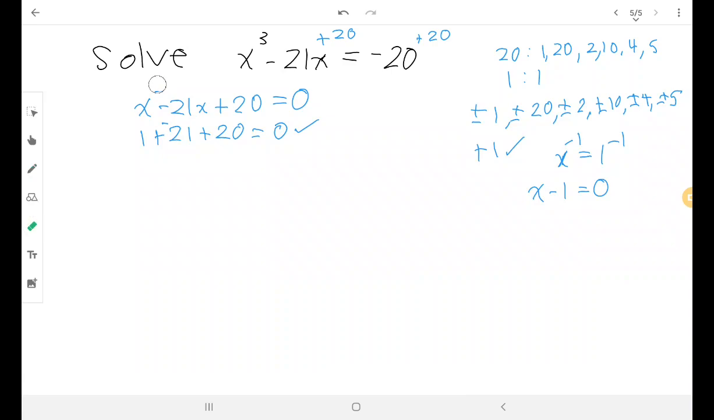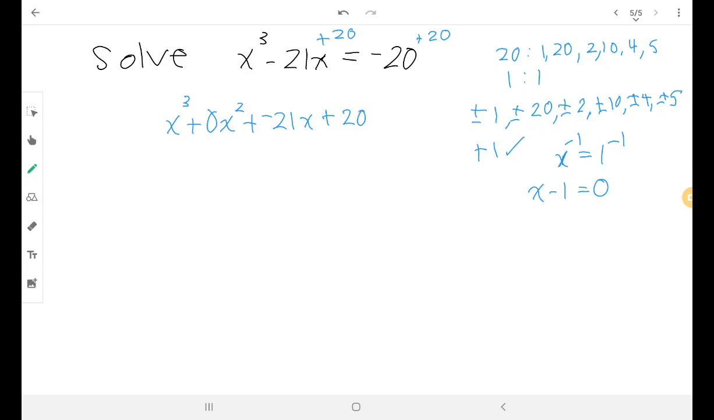So let me erase that stuff, that checking. And I'll do the long division. I'll have to do it x cubed plus, notice there's no x squared term, and the way you handle that with long division is you need to put it in as a placeholder. So plus 0x squared minus 21x, or plus negative 21x, plus 20, divided by x minus 1. Now, because I know it came out to 0 when I plugged in 1, I know that I'm going to get a remainder of 0 on this.